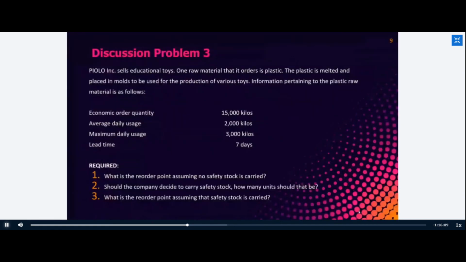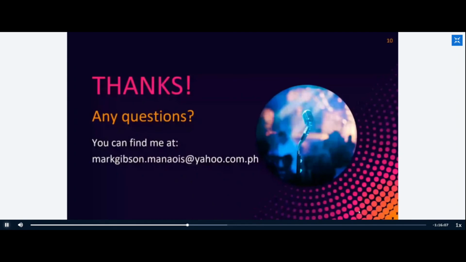So that's problem number 3. And actually that ends our discussion on inventory management.